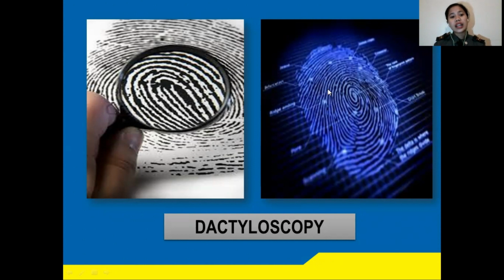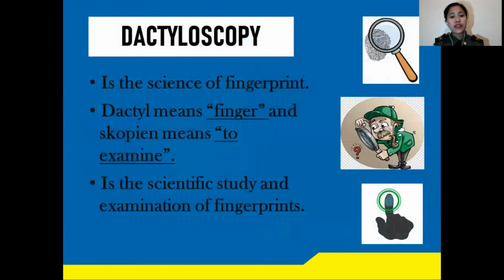So, let's know the definition of dactyloscopy. What exactly is dactyloscopy? Dactyloscopy is defined as the science of fingerprints. It derives from the word dactyl, which means finger, and skopein, which means to examine. In simple terms, dactyloscopy is the scientific study and examination of fingerprints.